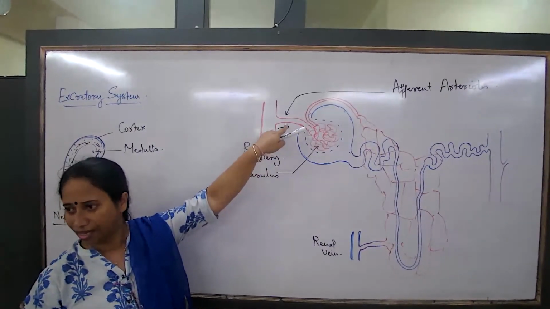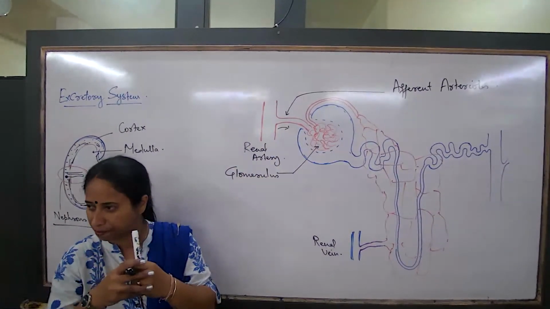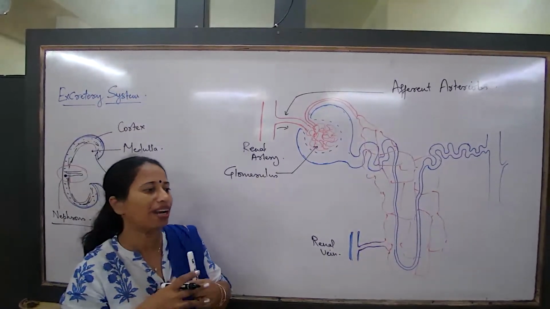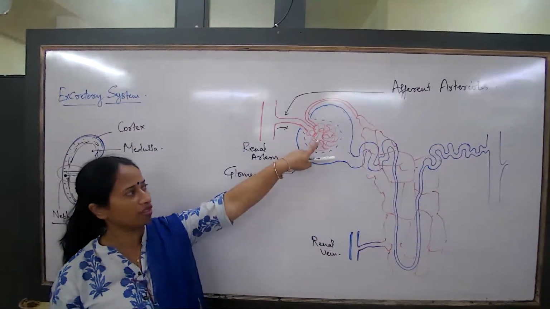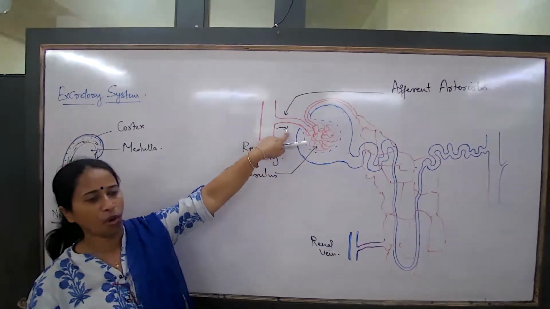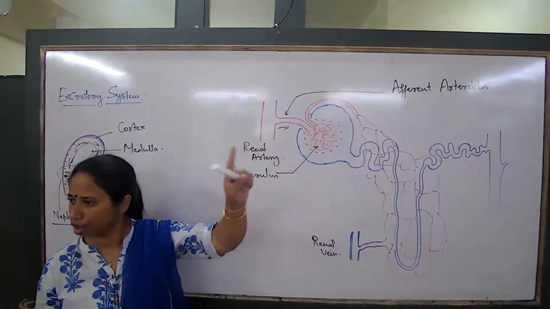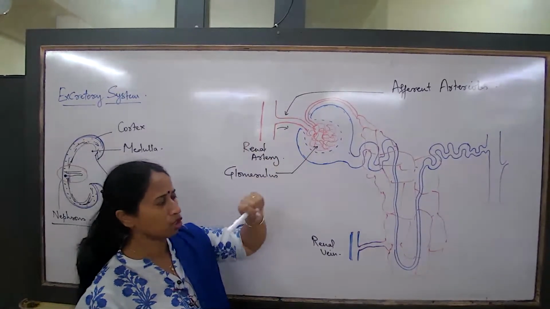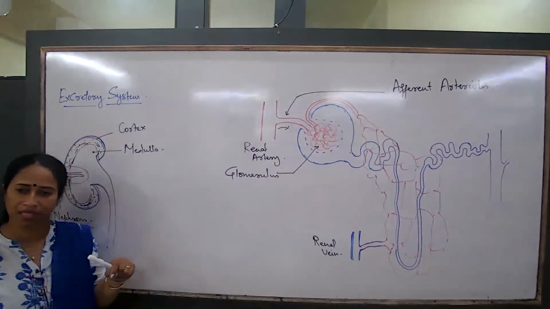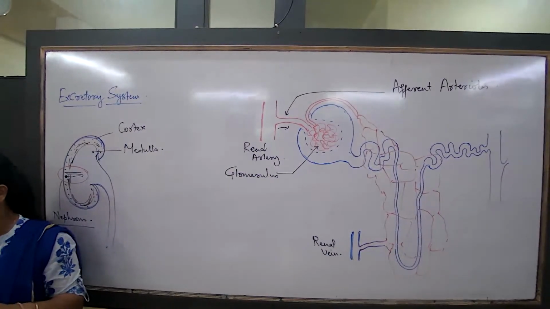Correct? A network of blood capillaries, in which hundreds of blood capillaries are all tangled, resulting in the formation of a ball-like structure. So this network of blood capillaries, which is formed by the division of the afferent arteriole, that is the definition of the glomerulus. But if I talk about the glomerulus, where is it packed? It is packed in a double-walled cup-shaped structure.